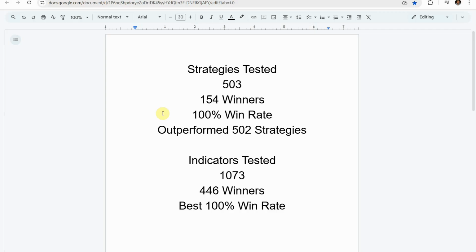Alright, as I said, today we will be testing a Forex scalping strategy. Before we do though, I wanted to put the testing scoreboard up for everyone to see. So to date, we have tested a total of 503 different strategies. The best one so far was able to achieve a 100% win rate. That was achieved using the Academy Forex indicator to trade the crypto scalping strategy that I'll mention in this video on a live trading account.